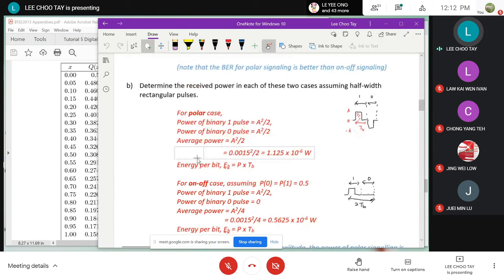Then if you are asked to calculate energy per bit, you just take the average power multiplied by T_B, the bit duration. That will give you the energy per bit.